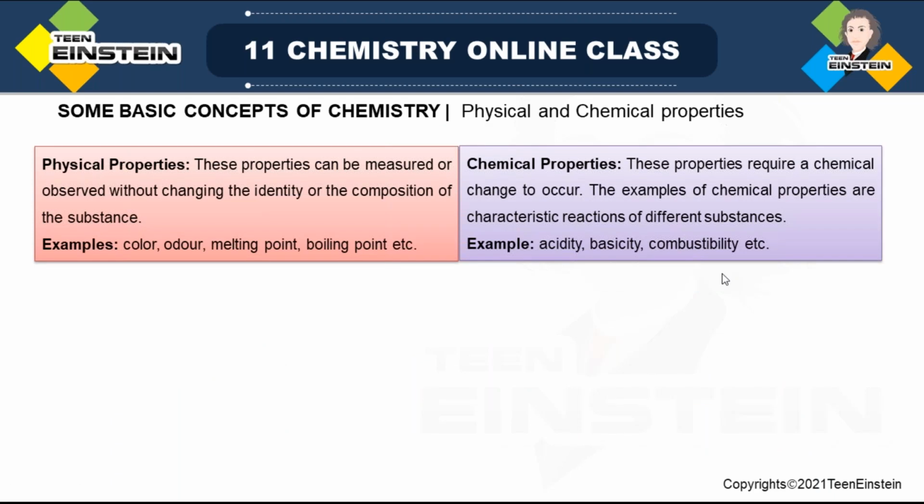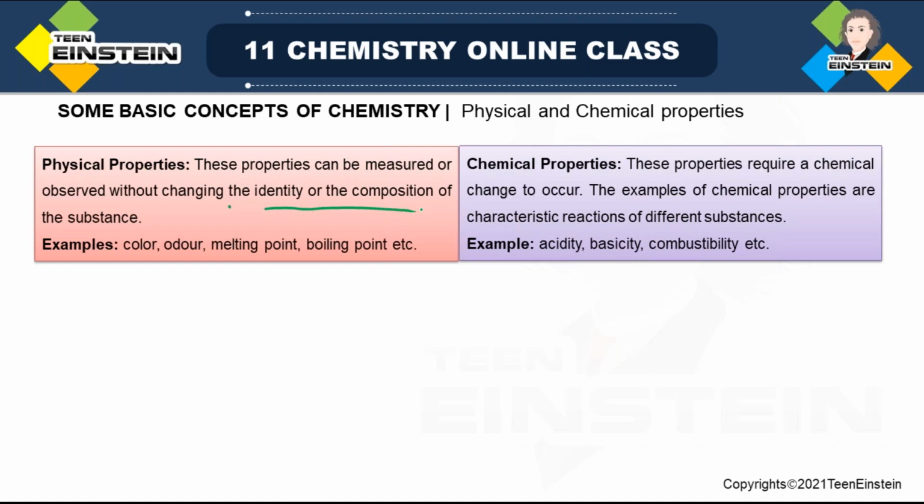Physical properties and chemical properties. Physical properties can be measured or observed without changing the identity. That means chemical composition is not changed when we are observing or measuring these properties. Here we have examples: color, odor, melting point, boiling point. So for a particular compound, just take ice. It is the solid form of water. When it is melting, the temperature is 0 degrees centigrade. So we can say that the melting point of water is 0 degrees.